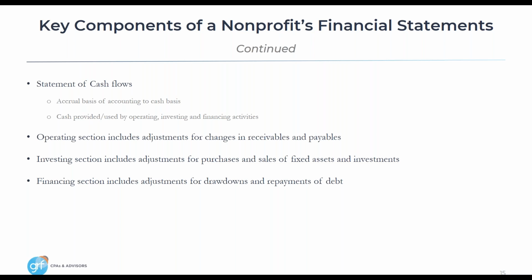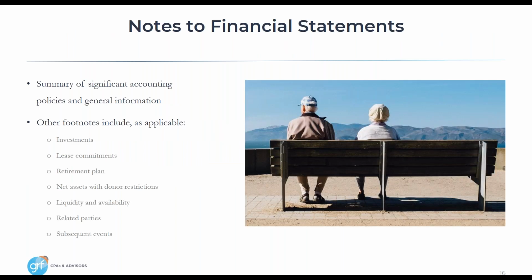Investing activities would include items such as the purchases or sales of investments and fixed assets during the year under audit. And finally, the financing section would include items such as cash provided from the drawdown of debt or cash used by the repayment of debt. The statement takes the beginning balance of cash at the beginning of the year, adds the change in cash for the year, and derives the ending cash balance. And that ending cash balance will tie to the cash and cash equivalents on the statement of financial position.